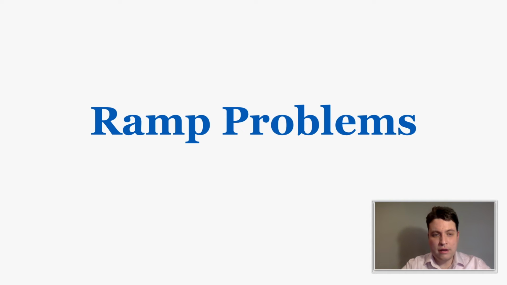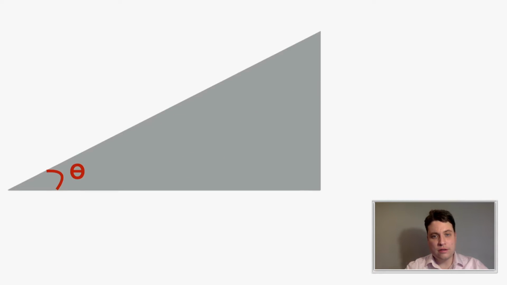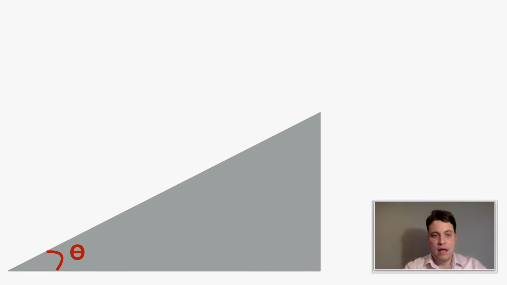In this video, I'm going to talk about how to do ramp problems in physics. Ramp problems are very specific free body diagram problems where the object is on some kind of inclined plane. And there's a very specific pattern for doing ramp problems that, if you memorize it, makes everything much easier. So we're going to imagine that we have this object on a ramp with a certain angle.